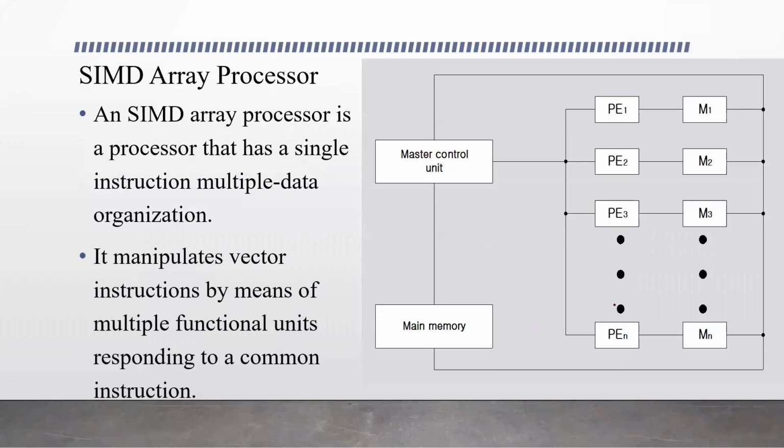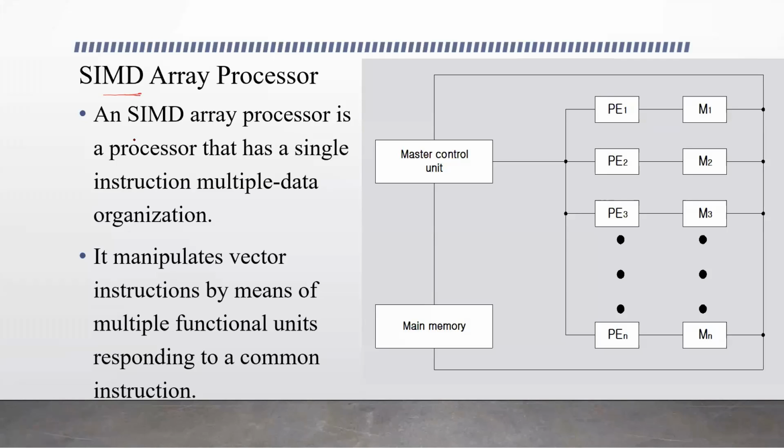The second type is using SIMD array processors. You know SIMD, we have learned it. It is single instruction, multiple data. We are talking about array processing, the processing of an array of data, and the instruction set is single. We have a single instruction set that performs operations on an array of data.